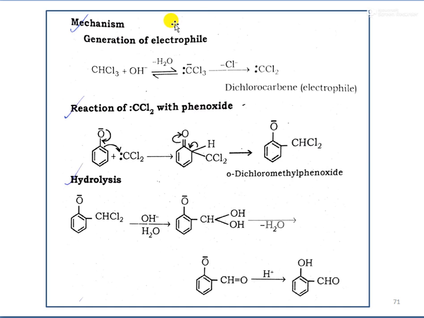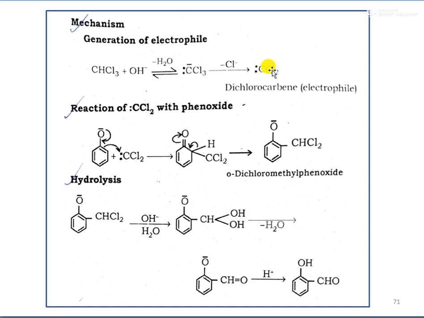So you can see the mechanism from your text. First is the generation of the electrophile, as we have previously discussed. This is CHCl3 in the presence of a base, sodium hydroxide. A proton is subtracted and a water molecule is eliminated. Initially we get CCl3 minus. Since Cl minus is not good at attaching here, it will leave off and a dichlorocarbene electrophile will be formed.